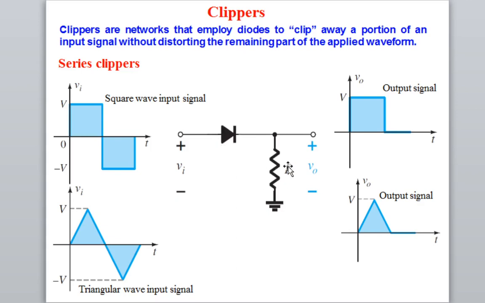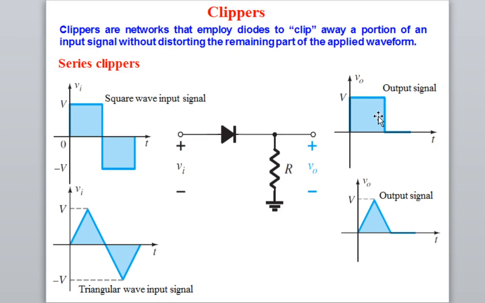If there is no current, no voltage drop will appear across the load resistance. If there is no voltage drop, you will not get any voltage across the output. So that is why you get no voltage drop across the output. So you have basically clipped the negative portion. You have just removed the negative portion of the given input signal, and you are only getting the positive portion.